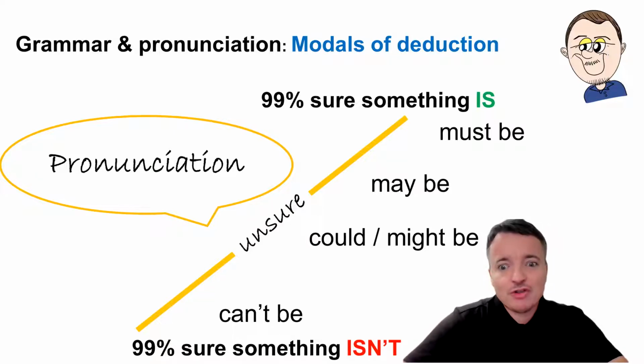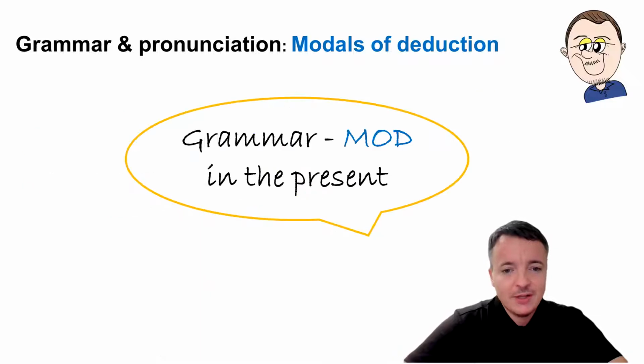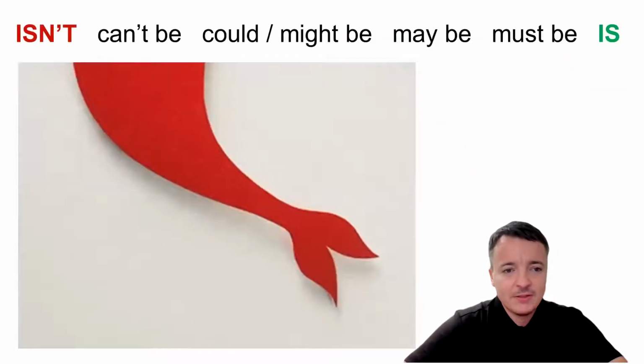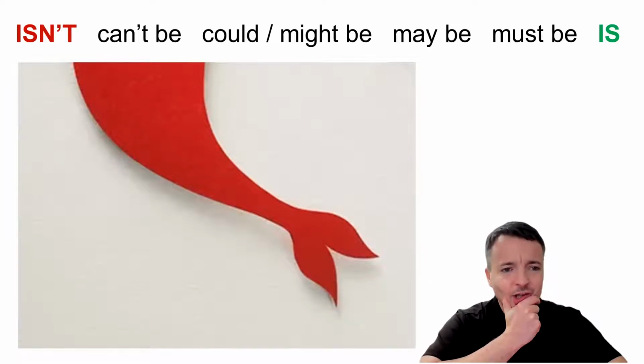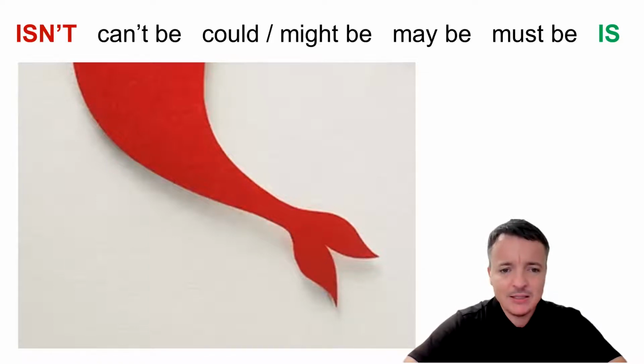Okay, let's try and use our modal verbs. Okay, let's have a look. Look at this picture. Quick pause if you like. What do you think? What's that? What is it? Okay, what is that? Okay, at the top, we've got the vocabulary. Isn't, can't, could, might, may, must, is.